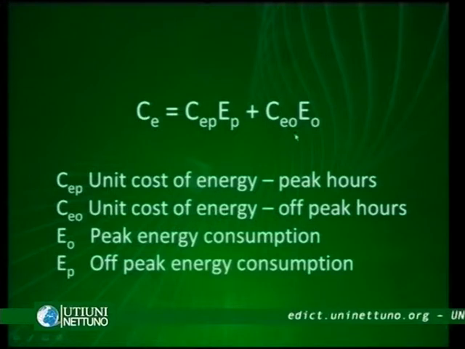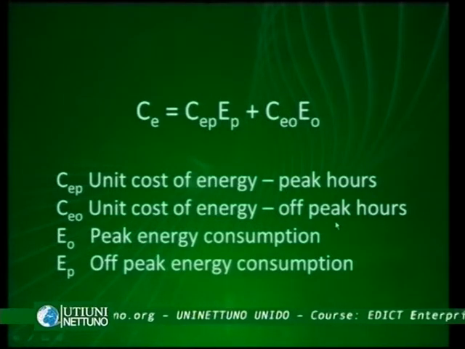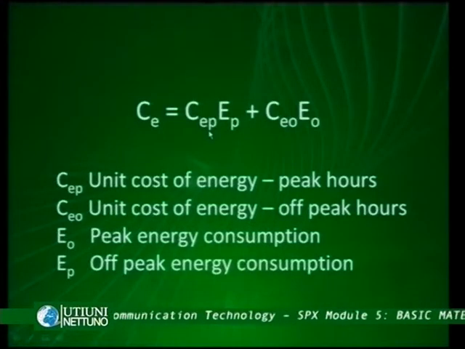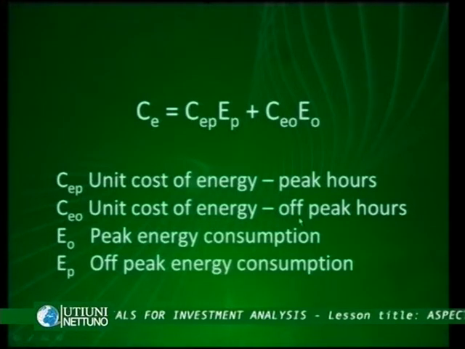Now, P and O stand for the difference between the so-called peak hours and off-peak hours. So in the energy industry, it's quite frequent that suppliers could differentiate the prices between the peak hours and the off-peak hours. So let's assume that CEP, which is the unit cost of energy during peak hours, is higher than the unit cost of energy during off-peak hours.